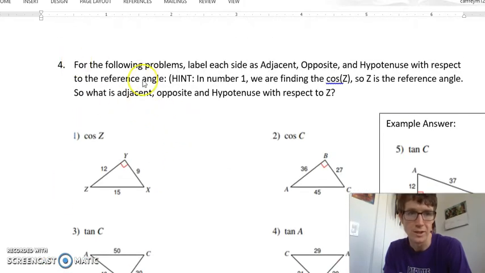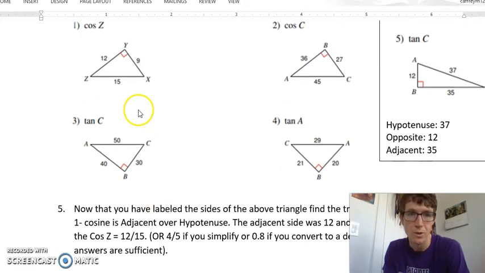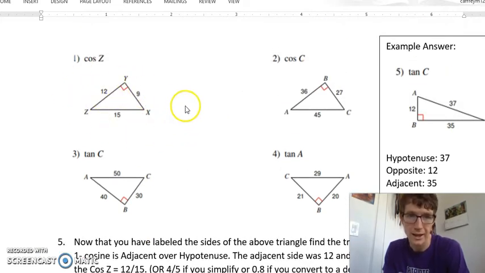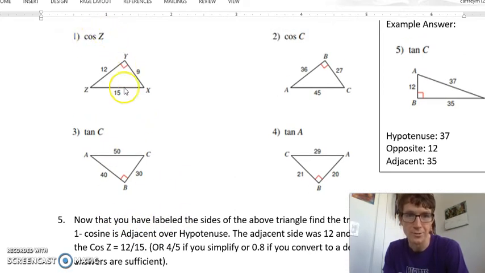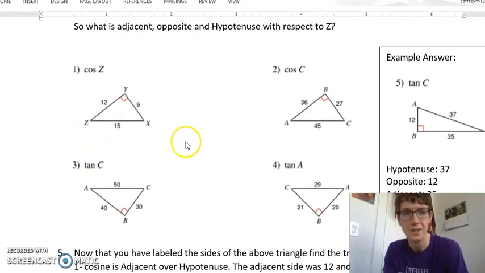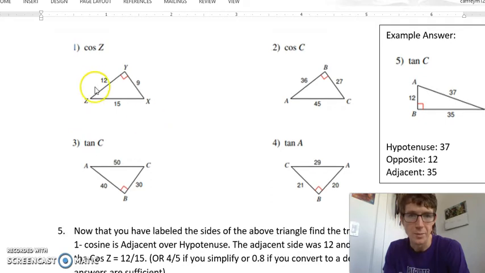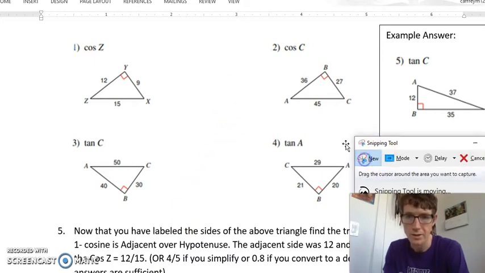So for number 4 it says, for the following problems, label each side as adjacent, opposite, and hypotenuse with respect to the reference angle. Then we've got some stuff here that I'll probably explain in the video. Once you label all the sides as adjacent, opposite, and hypotenuse, I want you to figure out, if you know those things, what's the cosine of z, what's the cosine of c, what's the tangent of c. So hopefully that'll help. I think I'm actually going to do 1 and 3. So I'm going to grab these guys right here.